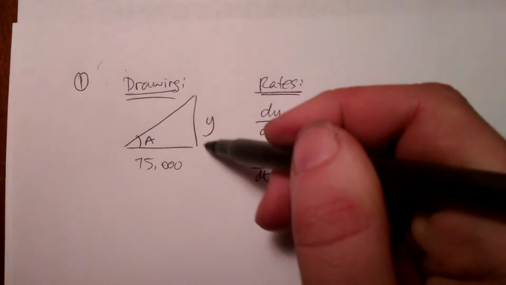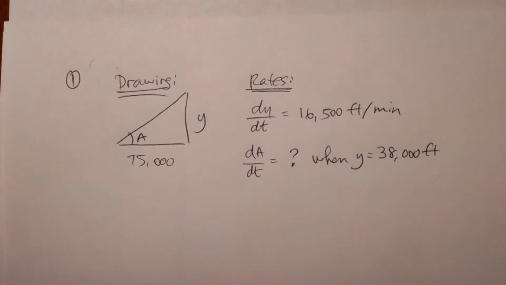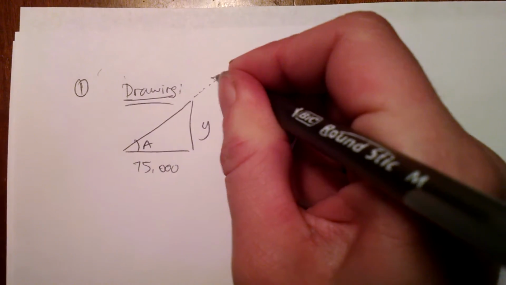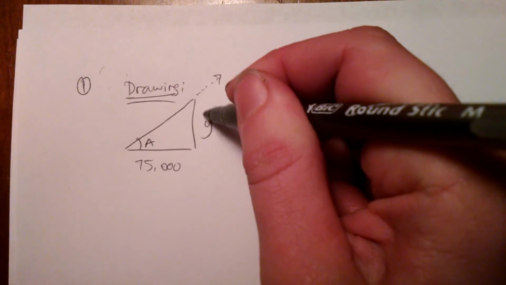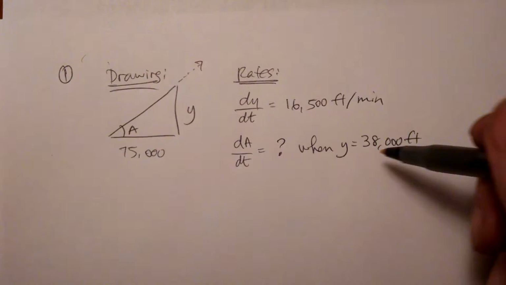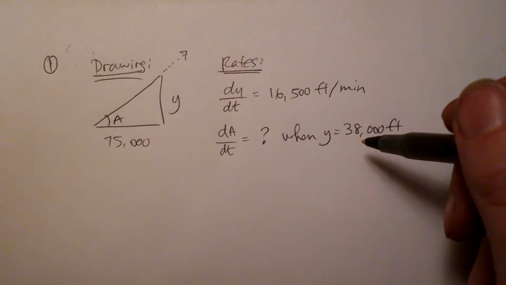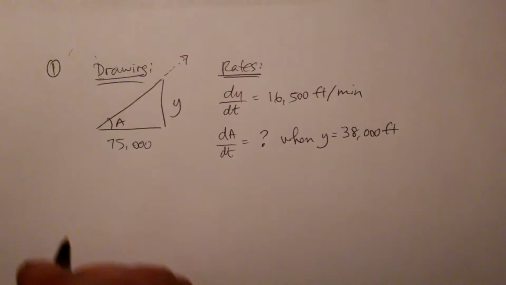Okay, so we're not plugging in y here as 38,000 because that missile keeps going up. So this number is going to be changing. So we're going to plug this in later. We're not going to plug it in yet. Okay, so now we need an equation.